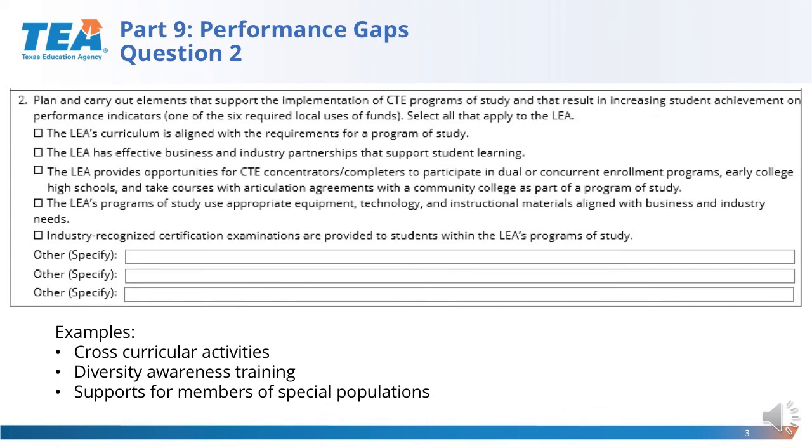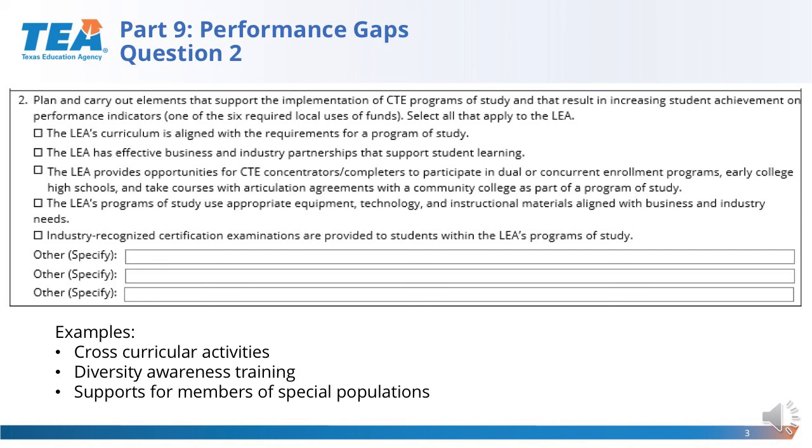In this section, you will select one or more boxes that describe the LEA's plan to carry out elements that support the implementation of CTE programs of study that result in increasing student achievement on performance indicators, one of the 6 required local uses of funds. Select all that apply and/or use the other specified boxes to add additional information.